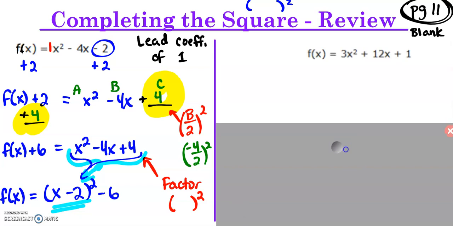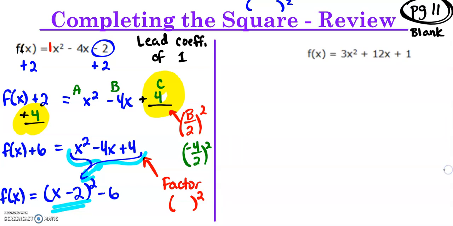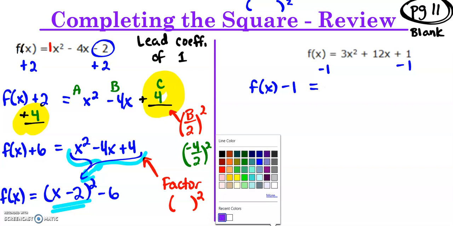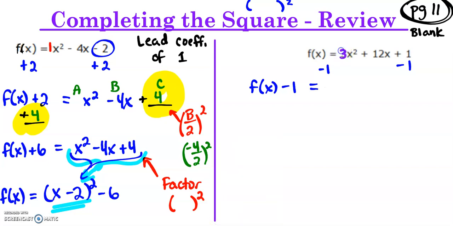What do you do when the lead coefficient is something other than 1? Well, you start off the same way. You still move your c value because it's probably not the c value that you need in order to make this a perfect square. But you do one additional thing, okay? This leading coefficient, you factor it out of your remaining 2 terms.